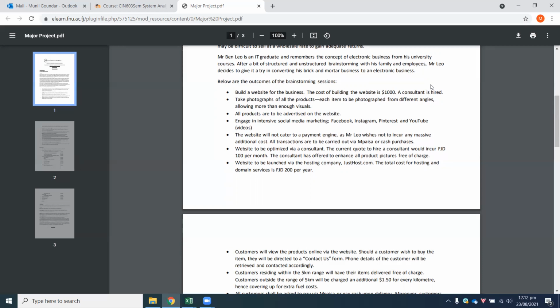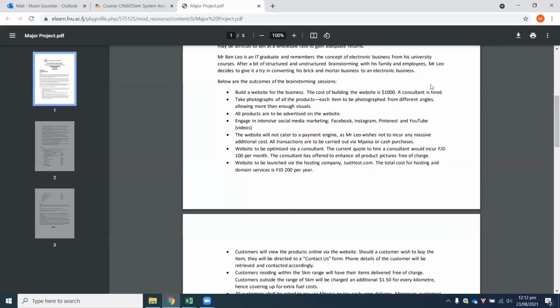Now, how come cash purchases, since it's an electronic business? So let's read on and see how it works. Website to be optimized via a consultant. So optimize in terms of search engine optimization or in terms of website AdWords. Now do go and search about what is search engine optimization or what AdWords stands for.